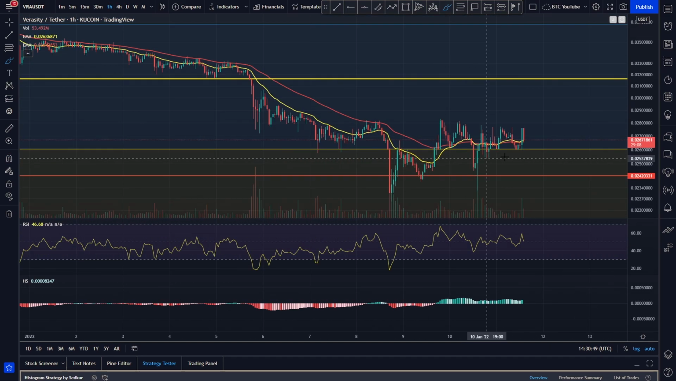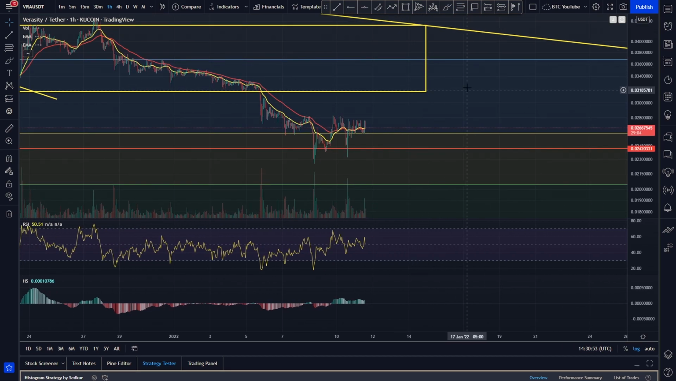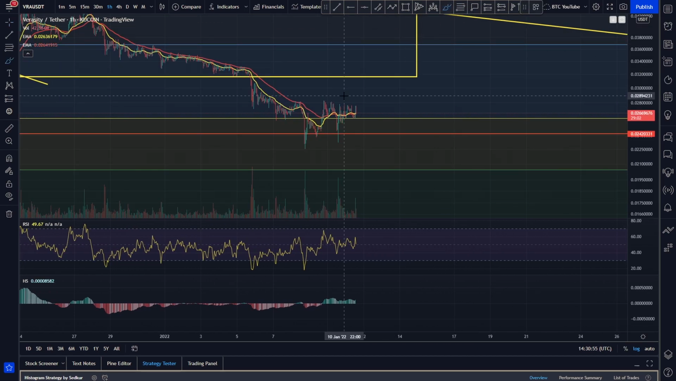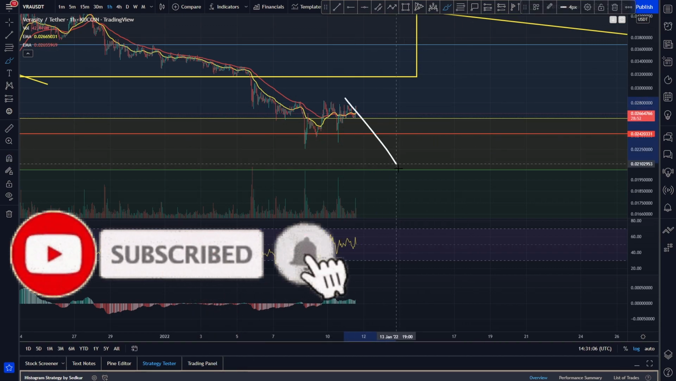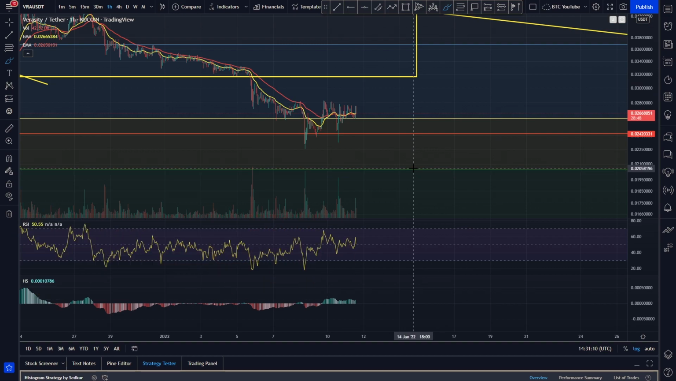So as we said, in the short term anything can happen, and we'll give you targets to the upside and downside now. But we do think in the long term we're probably going to see a lot more upside for Verasity in our opinion. If we're heading to the downside, we want to see the 0.618 being held as support. We do have this swing low here around 2.25 cents that we could see being hit.